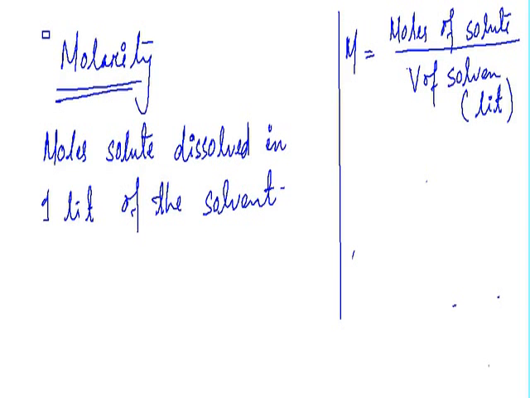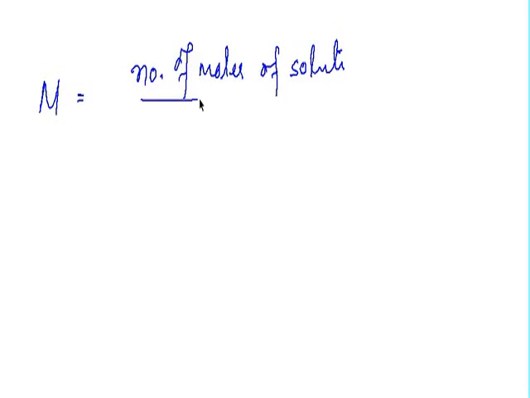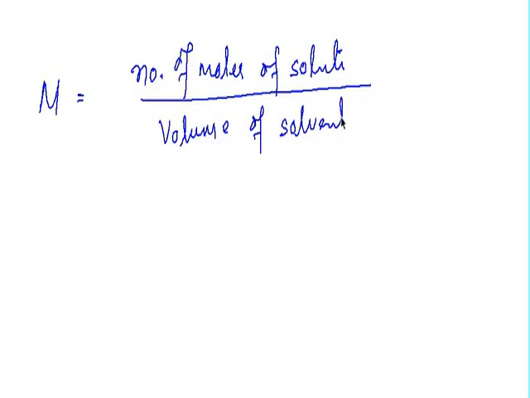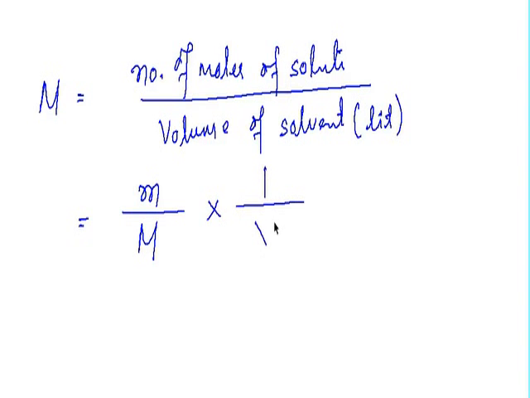Now there are some variations of this formula as well. So let's write the formula and let's derive its variations. So M is equal to number of moles of solute divided by volume of solvent in liters. Now let's take small m as the mass of the solute and capital M as the molar mass or molecular mass of the solute. Then we are going to take 1 divided by capital V, that is volume of the solvent in liters.